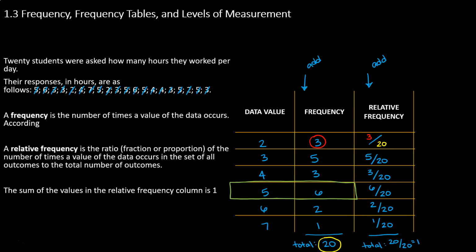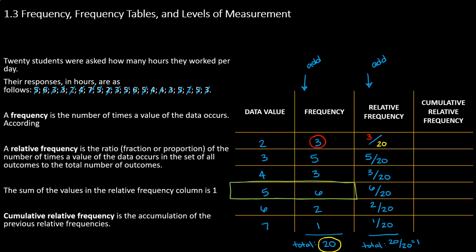Now, if we didn't get 20 over 20 in this column, that's a signal that we made a mistake and we need to go back and look for the error. So that's again a way to check that we're doing this correctly. Next, we can talk about cumulative relative frequency. Now, cumulative relative frequency, that's going to take our relative frequency column and count the accumulation as we move down the table. So we'll make an additional column.